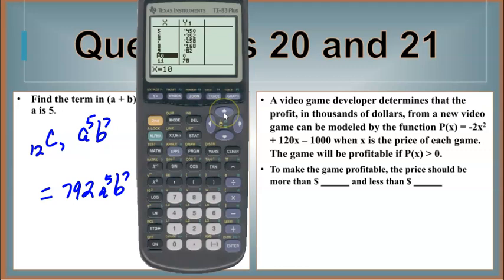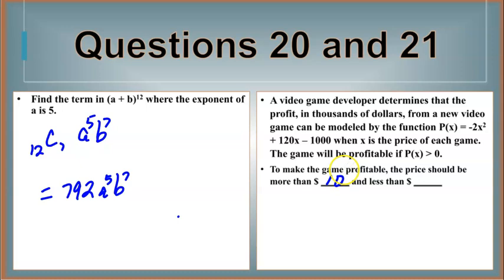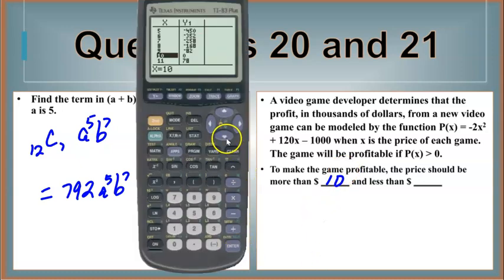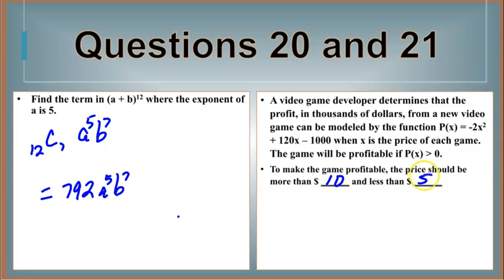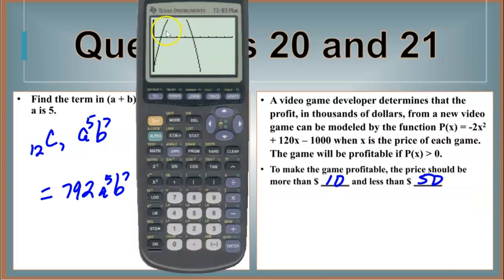When y is 0, I see a 10, so it's got to be more than 10. And if I go back to my calculator and scroll down further, when my y is 0 again, it's 50. So when it's less than $50 but more than $10, it will be profitable, which just means it's above the x-axis. If I go to my graph here, you can see it's above the x-axis. That means these are profits when it's between these two marks.